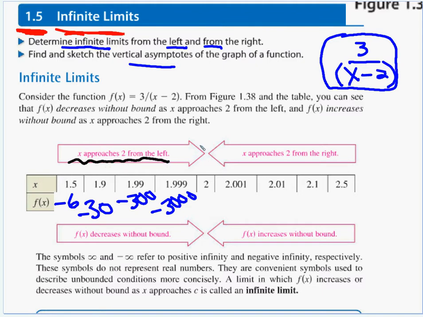the left. So here's 2, the naughty number. We're approaching from the left, and our outputs, negative 6, negative 30, negative 300, negative 3,000, they are decreasing without boundary. They're decreasing very, very quickly.